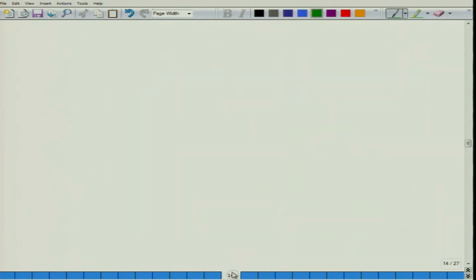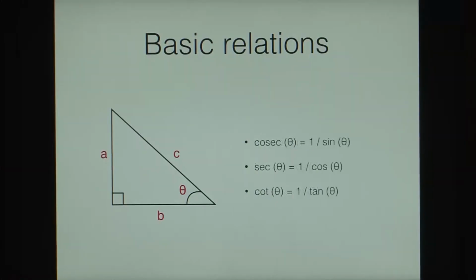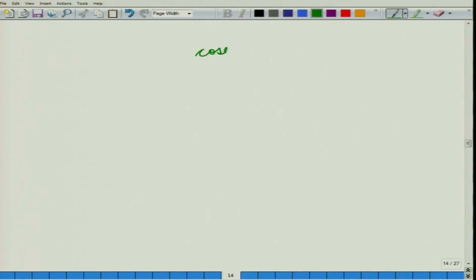We also define inverses. So, we have cosec theta is equal to 1 upon sin theta, sec theta is equal to 1 upon cos theta and cot theta is equal to 1 upon tan theta. Now, with this we can also define some other relations.